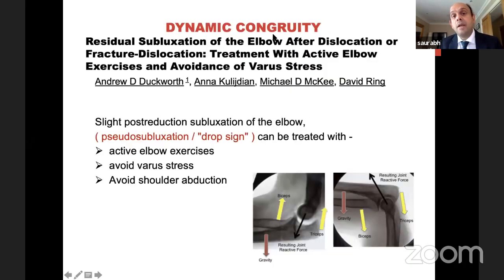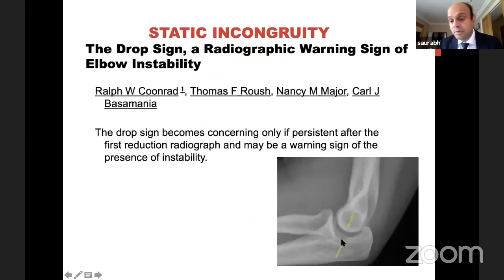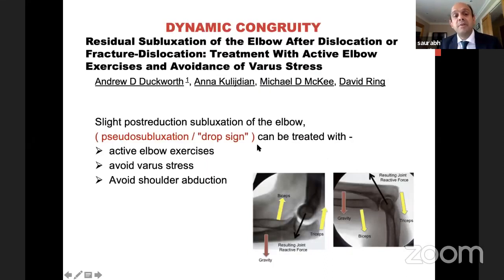So dynamic congruity: when your dynamic muscles, biceps and brachialis, work, the joint becomes congruous. This is what this paper basically said: if you notice this drop sign, this increased ulnohumeral distance, it can be treated with active exercises. And the reason you avoid varus stress or shoulder abduction.